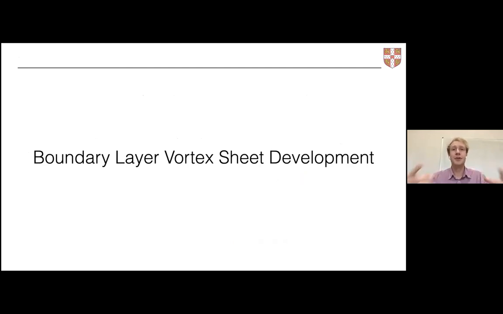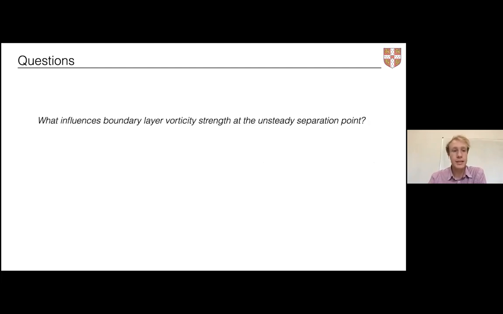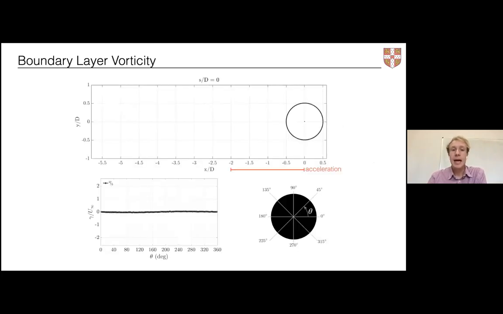Now that we've maybe understood, if I've explained it reasonably, where the individual contributions to the boundary layer vortex sheet come from, we're going to make use of those to better understand how the boundary layer vortex sheet behaves at the unsteady separation point. So this is our second question: how does the boundary layer develop at the unsteady separation point? For that, we'll return to our cylinder and have it accelerate once more. This is the same case you saw previously.